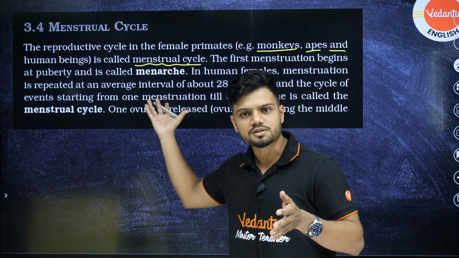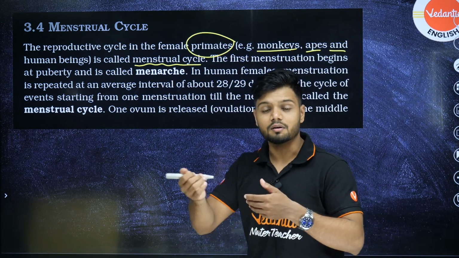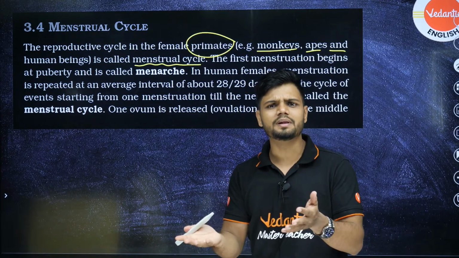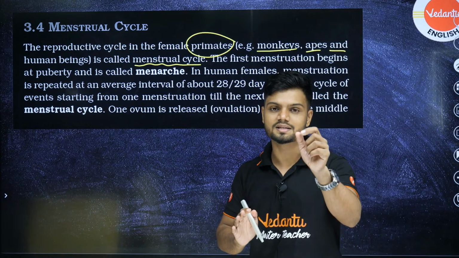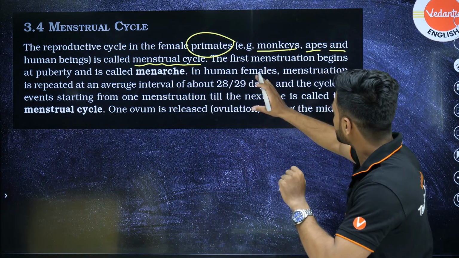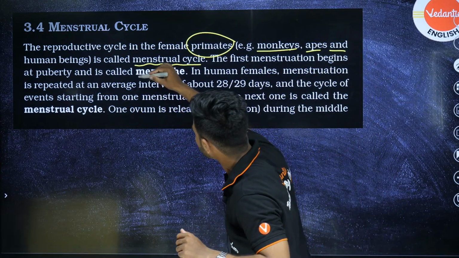Obviously, in the menstrual cycle, in the case of primates, there is bleeding and everything, but there is no bleeding as such in the case of cats and dogs. But there is a cycle called the estrous cycle there. Clear? The first menstruation begins at puberty and is called menarche.